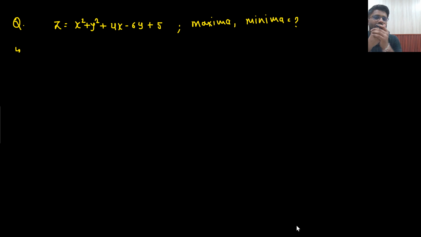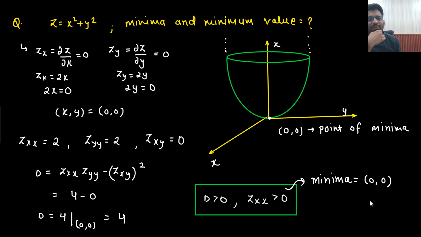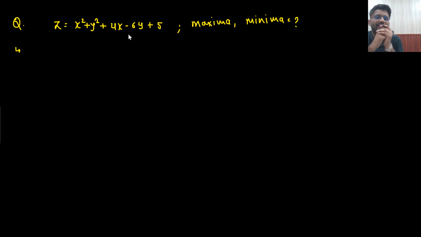This question: z equals to x square plus y square plus 4x minus 6y plus 5. Can you draw the graph of this? Can you plot it? If you can draw z equals to x square plus y square, then you can plot this one as well. First, let's solve the problem. We need to talk about maxima and minima. So what I need to do? First, I need to find out zx.